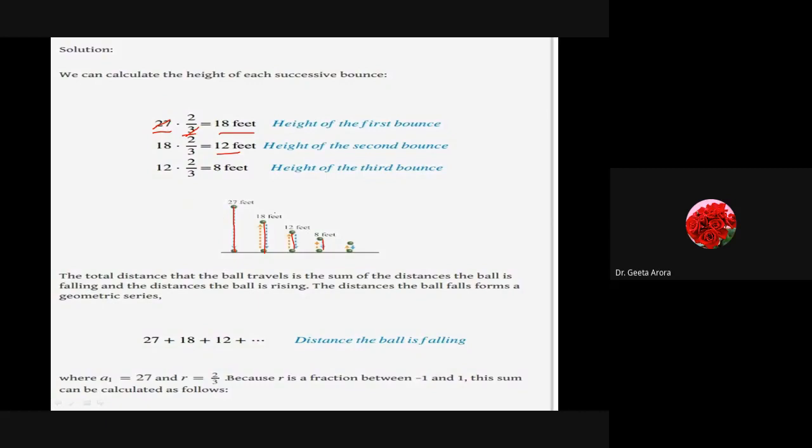So the height is continuously decreasing, but there is a common ratio between the two heights, that is given by 2 by 3. This is our r, the common ratio. Correct? And we have the first term a1. a1 is given as 27, initially the height from which it started.